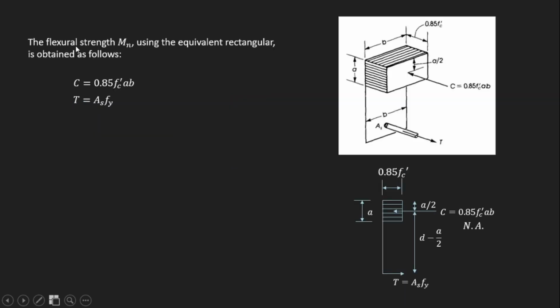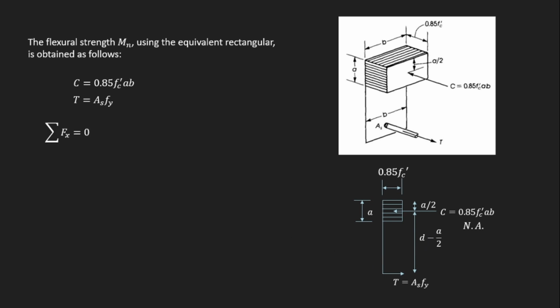So, ngayon, pag-usapan natin yung flexural strength or yung MN. This is the nominal moment capacity of our beam. Using the equivalent rectangular stress block, it is obtained as follows. So, gagamitin natin for C, that is 0.85 FC prime AB, and T, this is AS FY. So, this is the 3D of our compression block, and this is the 2D.